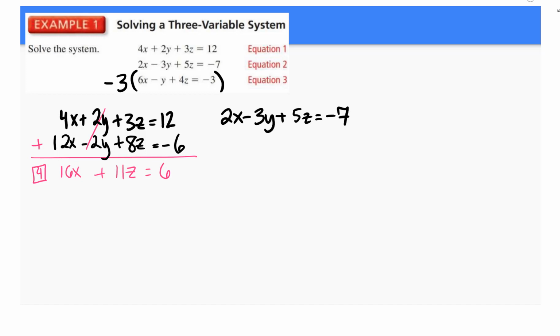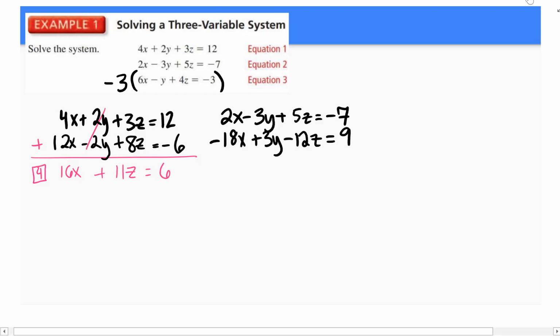Here is my copy of equation 2, and now to distribute -3 into equation 3, I will get, and now I will add vertically. 2x minus 18x, -3y plus 3y is 0. 5z minus 12z is -7z. -7 plus 9 is 2. Ding, ding, ding. We have equation 5.